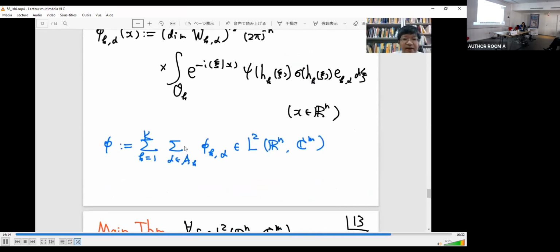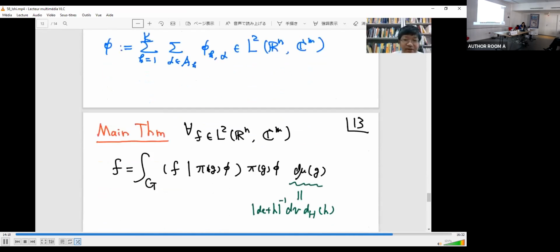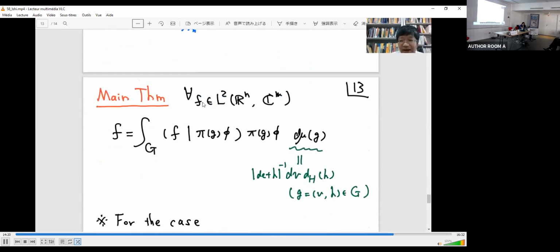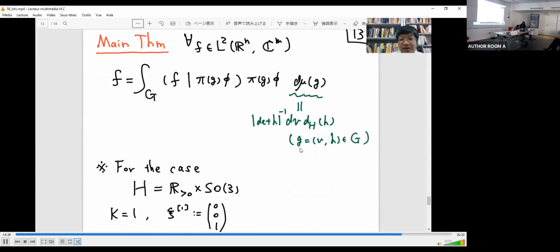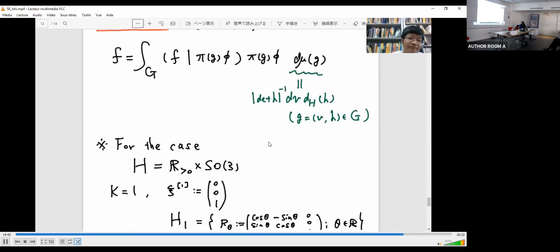And let phi be the summation of these phi_k alpha. Then our main theorem is that every C^m-valued square integrable function f on R^n is a continuous linear combination of phi. So we have this formula where d mu is a left Haar measure on G given by this formula.